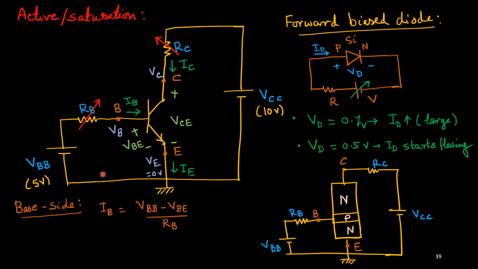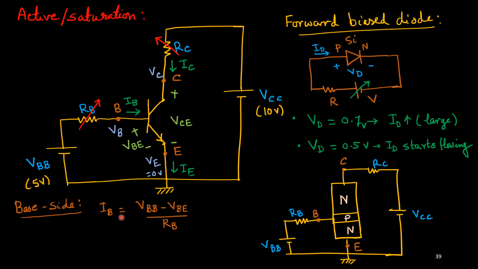Now consider the base side. The base side is an independent side. It does not depend on the collector side. So independently we can calculate all the voltage and current in the base side, meaning VB we can calculate, IB also we can calculate independently, right?